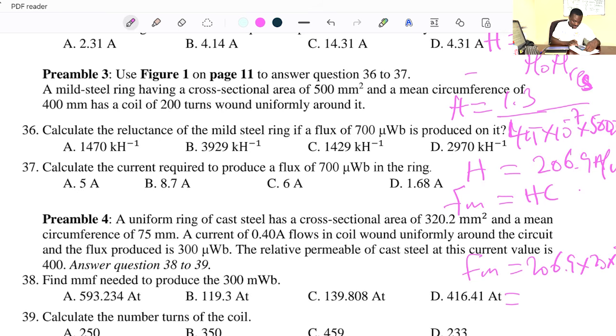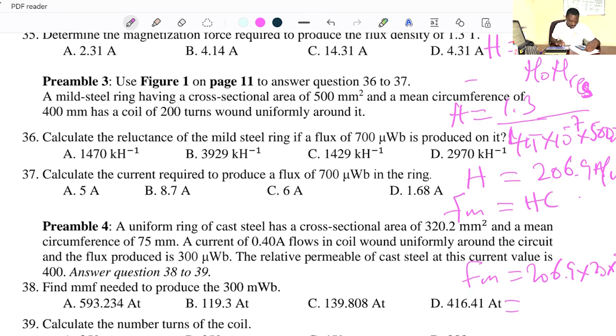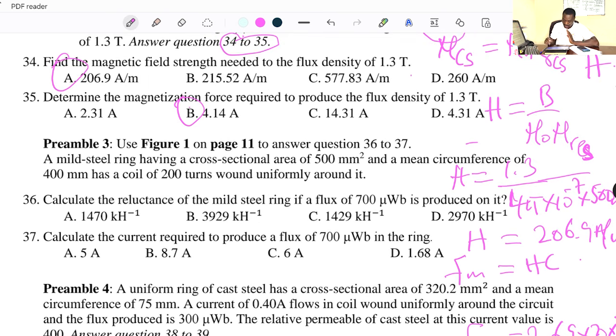Its answer here should be equal to 206.9 times 20, and it's milli, right? So that will give us 4138 times 10 to the power minus 3. That'll be 4.14 amps. So the answer here will be B.